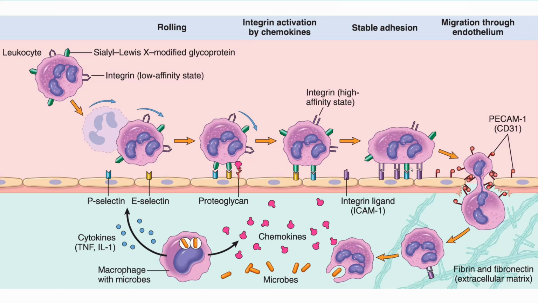For stable adhesion, you need both selectins and integrins, and once the adhesion is completed, the WBC will migrate through the endothelium into the tissue. So this is one example where integrins and selectins play an important role in immunity.